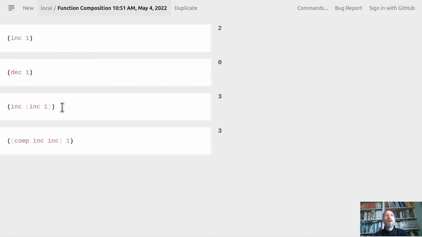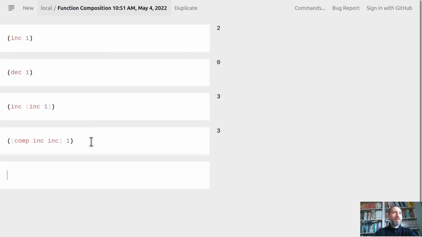Here, we just call inc twice. But here we create another function first before we call any function. So that's the idea of function composition. Let's do another example.